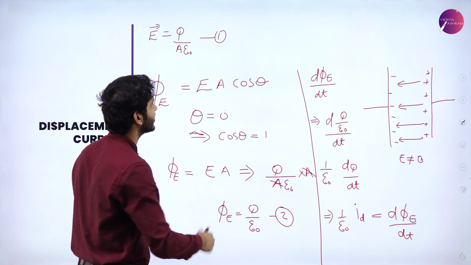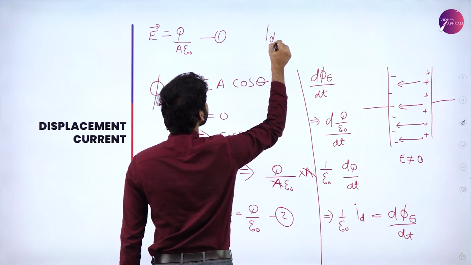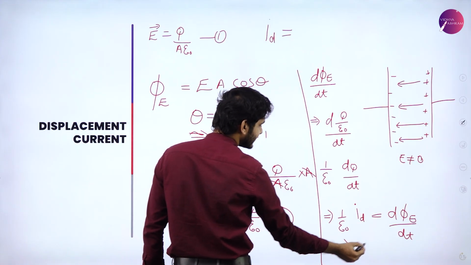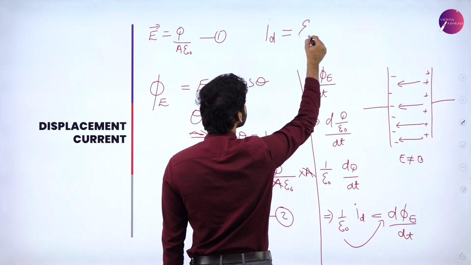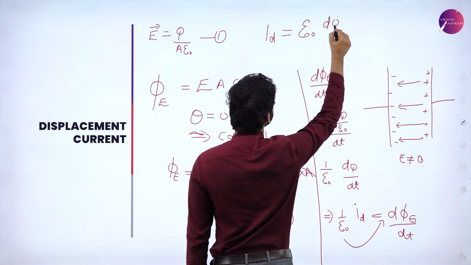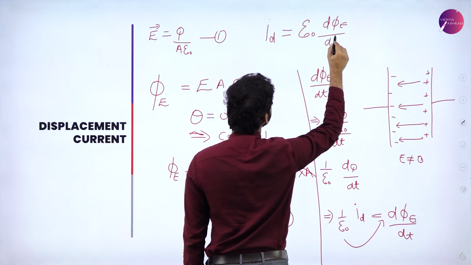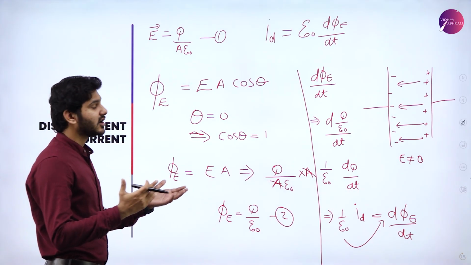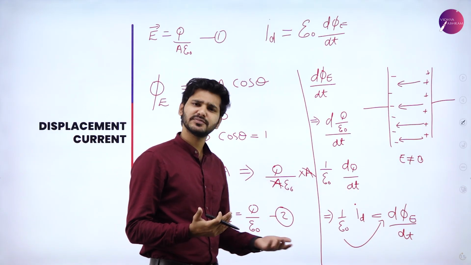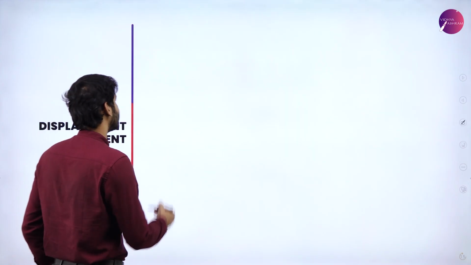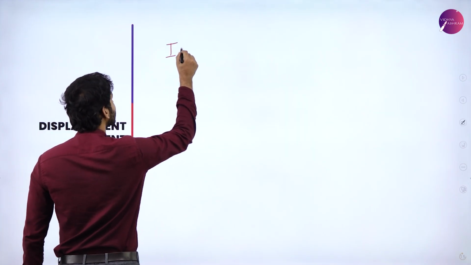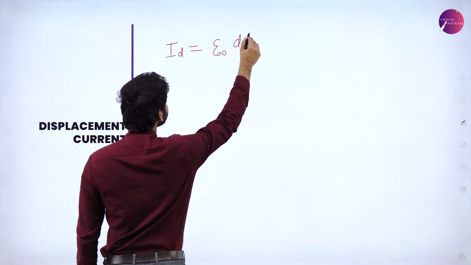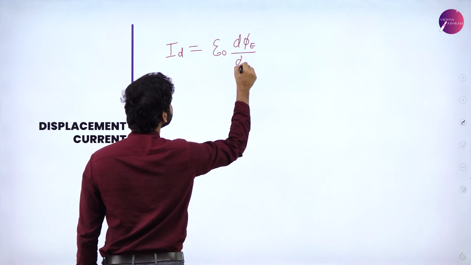as ID will be equal to, I'll take this to the other side, epsilon naught d phi E divided by dt. A time varying electric field will produce a new type of current, and he called it displacement current. That's it. So this displacement current can be written as epsilon naught d phi E divided by dt.